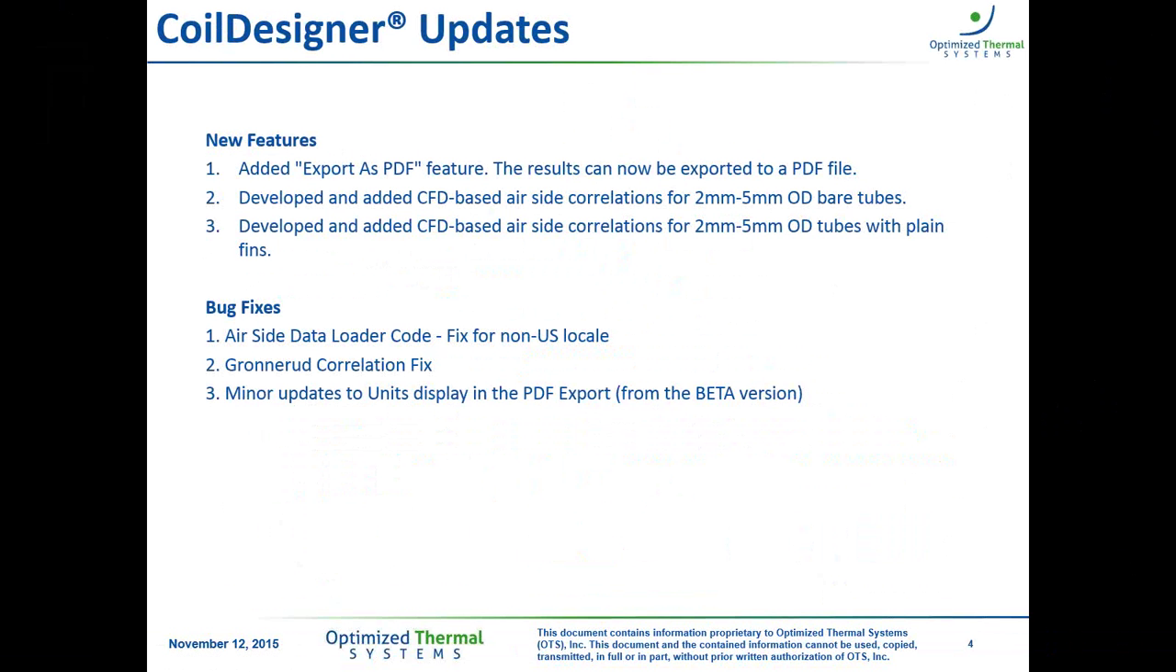Starting with CoilDesigner, let's talk about the new features that were added. I'm going to do a demo to show these in a little more detail. The one main new feature is export as PDF. In the past, you were able to export your results as a spreadsheet. Now there are three different options for PDFs, from basic up to a detailed output sheet that describes the coil that was created and the results that come out. It might be helpful for distributing to customers, and for having a more formal documentation of your coil. And then the other two new features are these two new correlations.